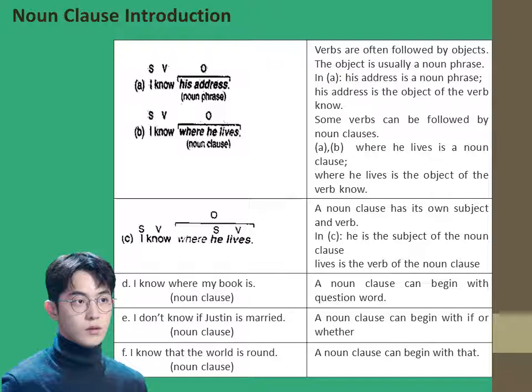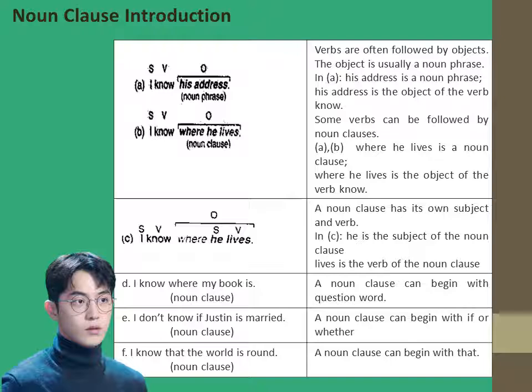A noun clause has its own subject and verb. Why is it called a clause? Why is it different from a noun phrase? A noun phrase consists of 2 words, but they are not subject and verb. A noun clause has its own subject and its own verb. For example, I know where he lives. In the main clause, the subject is I, the verb is know. In the noun clause, the subject is he and the verb is lives.